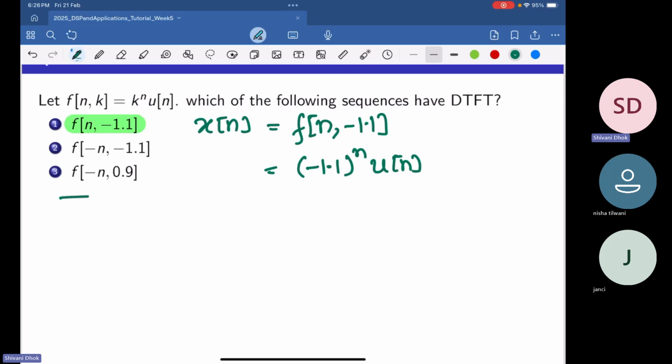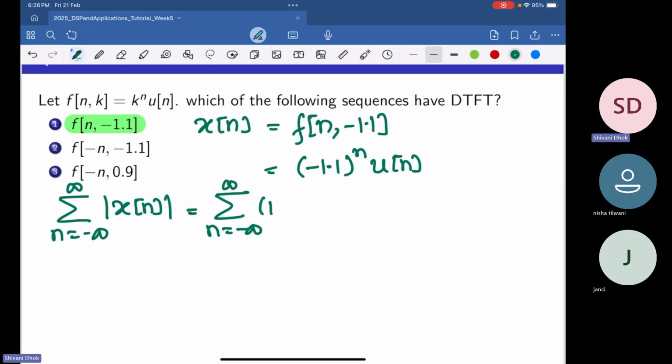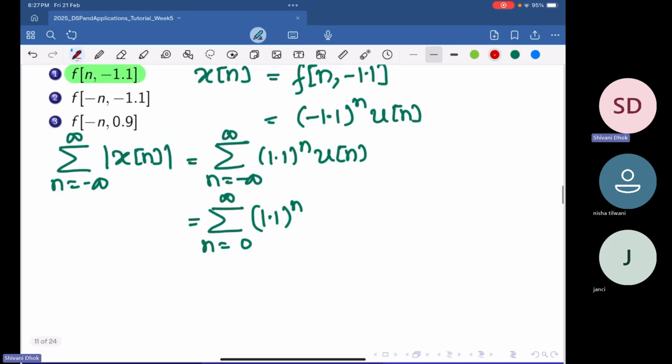Now let us check absolute summability. Summation n running from minus infinity to infinity of the magnitude of x of n is equal to summation of the magnitude of minus 1.1 to the power n into u of n, which is simply 1.1 to the power n into u of n. Now this u of n is non-zero only for n greater than or equal to 0. So the summation becomes n running from 0 to infinity of 1.1 to the power n.